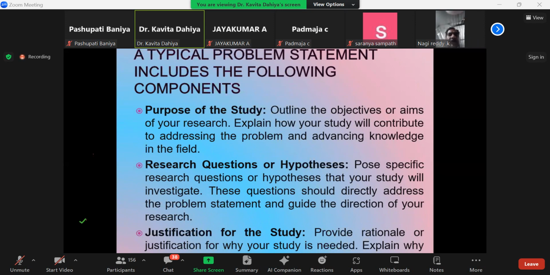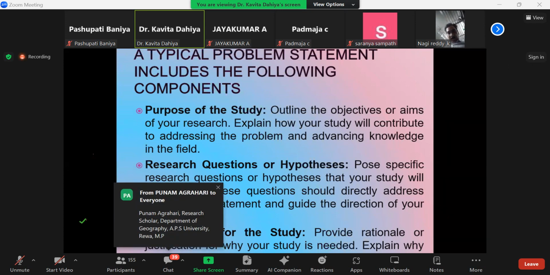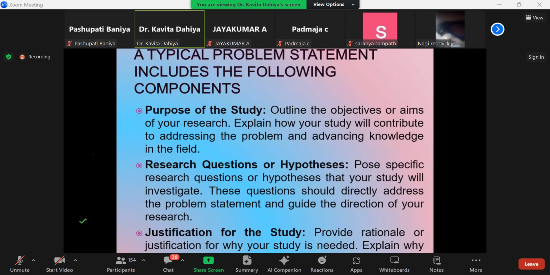It outlines the objectives and aim of your research, explaining how your study will contribute to addressing the problems and advancing the knowledge in the field. Then research questions and hypotheses. As I told you earlier, the problem statement gives birth to the objectives, and hypotheses are derived from the objectives. So it poses the specific research question or hypothesis that your study will investigate. These questions should directly address the problem statement or guide the direction of your research.